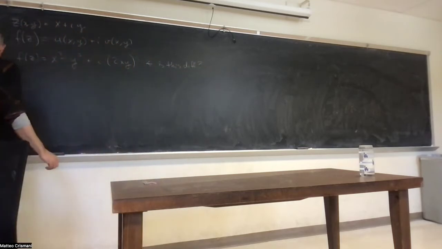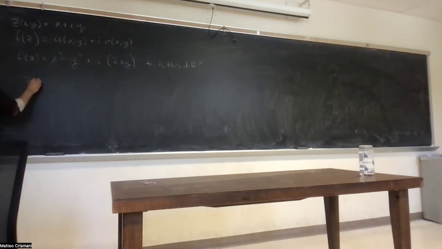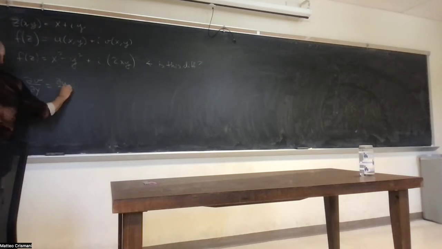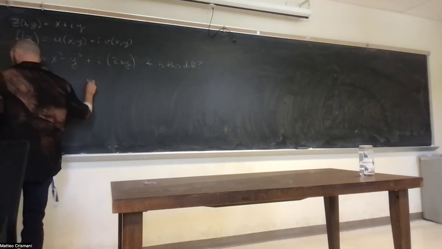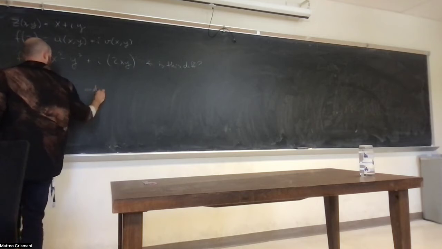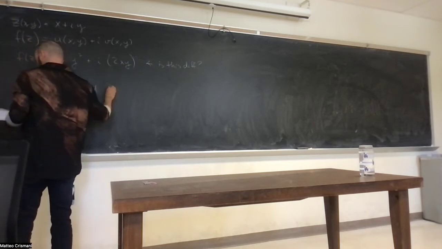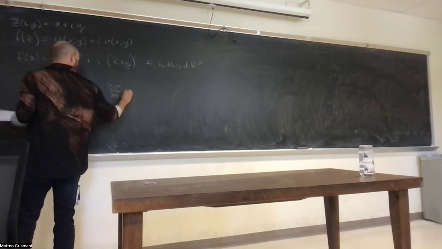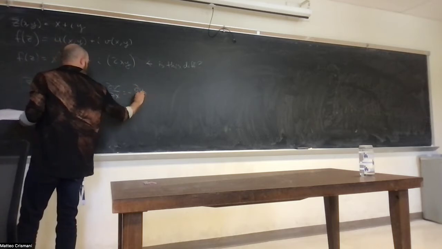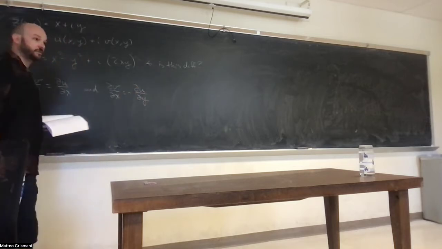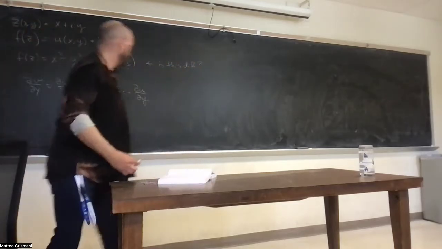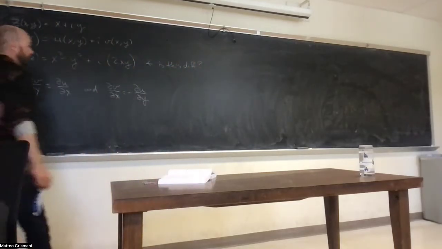What are they? Partial v partial y equals partial u partial x. Sorry, partial v partial y equals? Partial u partial x. Good. And? Negative partial v partial x equals partial u partial y. Is that okay? Did I just switch those? Okay, so let's use them.